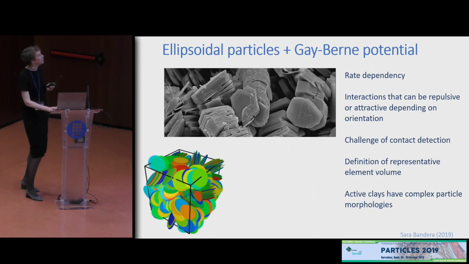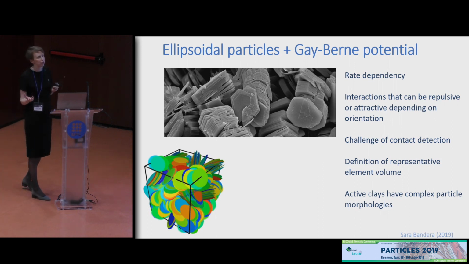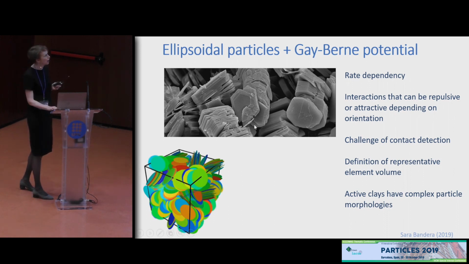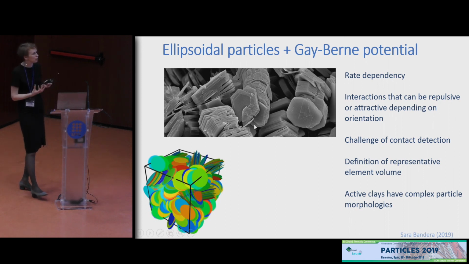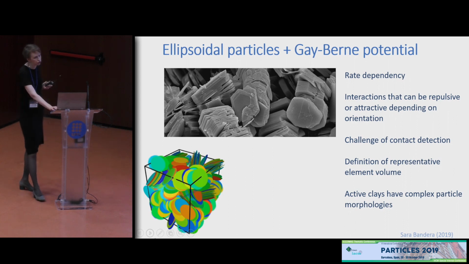In the work we have done, where we've simulated kaolinite using the Gay-Berne potential, which is a generalization of the Lennard-Jones potential for ellipsoidal particles, we can see there is significant rate dependency. It's difficult to capture the fact that our interactions are simultaneously repulsive and attractive, depending on the orientation. Contact detection is tricky, it's hard to reduce the cost of it, and it's hard to find what is a reference.